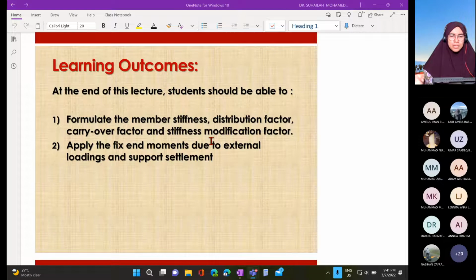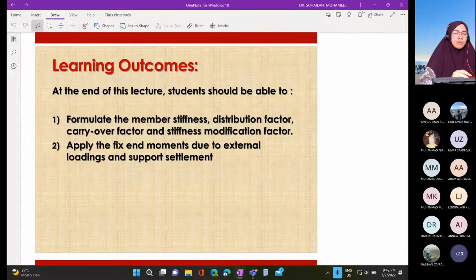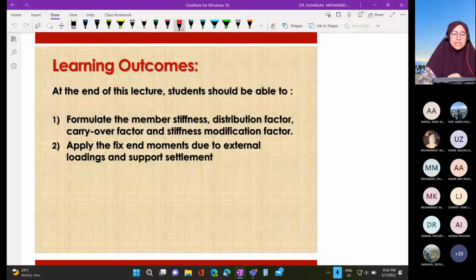Number one, under this topic, what you will learn is that the final objective is to calculate the fixed member end moment. In order to do that, we have to go through some procedure, including member stiffness and distribution factor. These are two important keys: member stiffness and distribution factor.